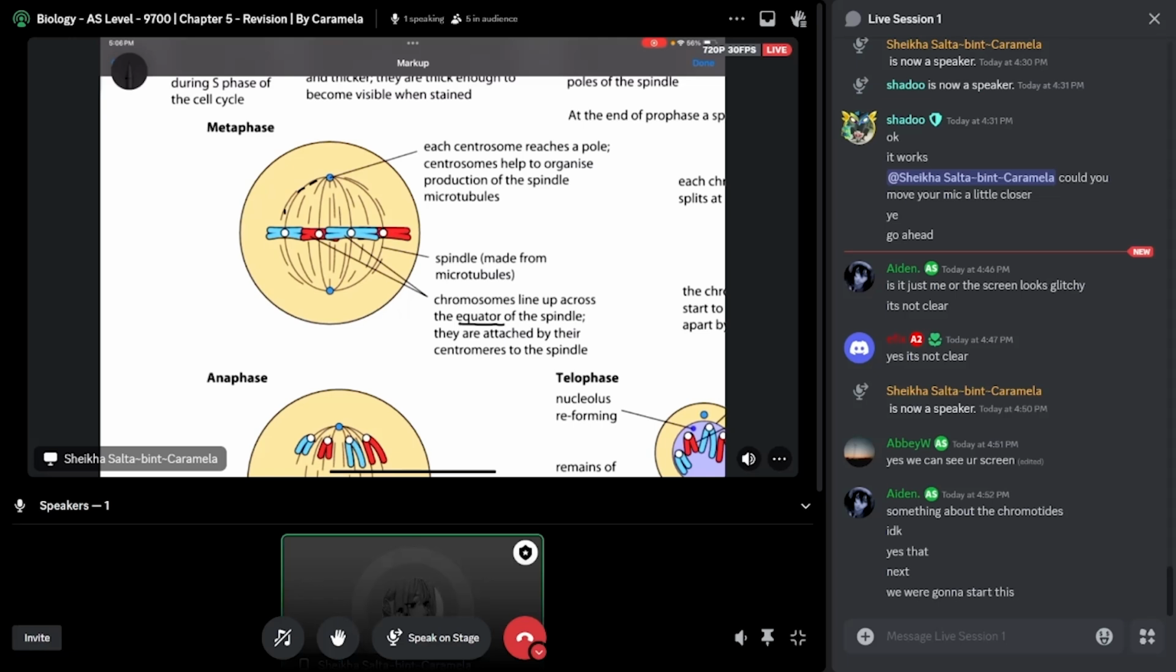So the chromosomes will just line up on the equator during metaphase, and each centrosome must have reached the opposite poles of the cell as well.